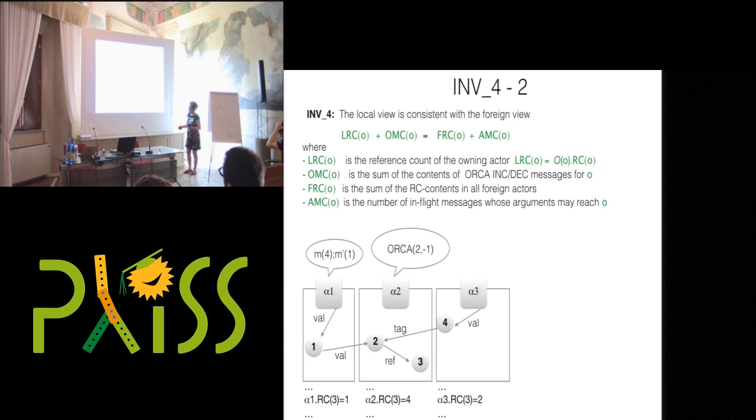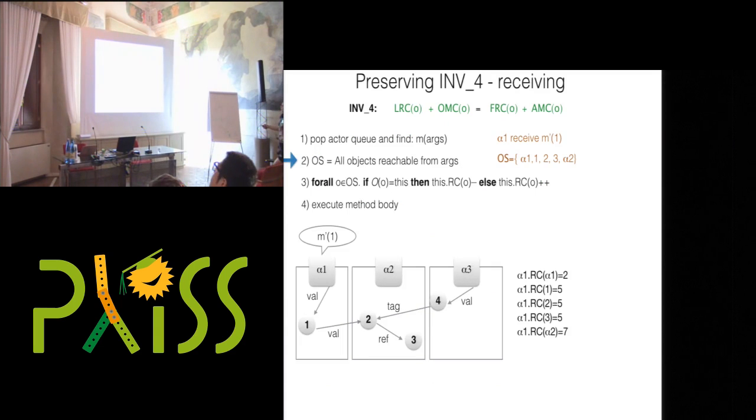The foreign reference count, this is the sum of the reference count of the foreign actors, the other actors. So it is 1 plus 2, which makes 3, and the application message count, let's have a look. There is a message that wants to read, that contains 4, and let's assume it does not pass it in a tag capability. So from 4, I can reach 2, but 3. And because 2 and 3 are owned by alpha 2, it's also alpha 2. And it is alpha 1 because 1 is owned by alpha 1. So now for those that are owned by alpha 1, I have to increment.